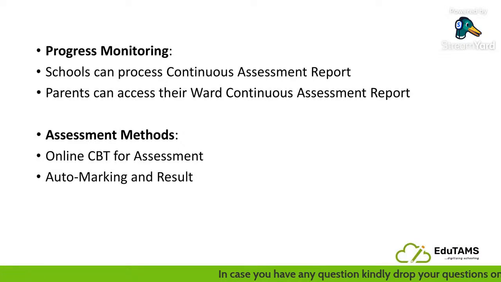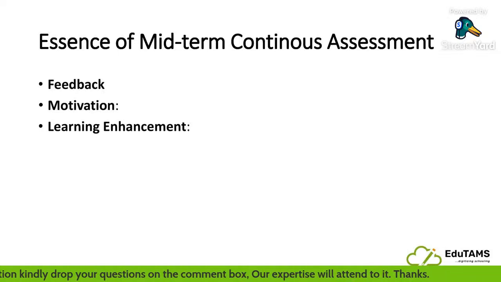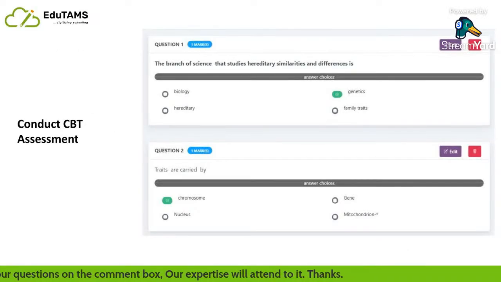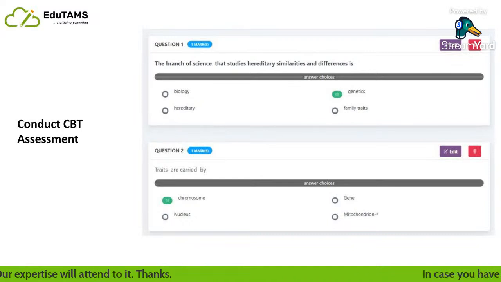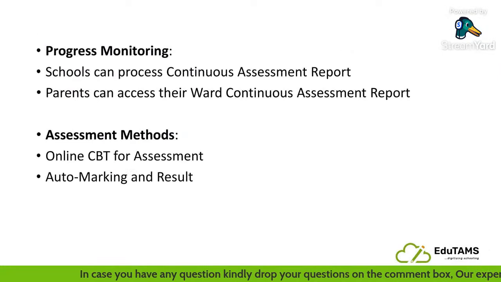Now, we have assessment methods. What are the assessment methods that we have on Edutams Portal? We have the online assessment, just like what I've shown you here. We have the online CBT. You can see in this online CBT, you can choose whatever means you want, either a true or false option, or A, B, C option, whatever means you want to use to measure your students' performance. You can use the online CBT assessment.